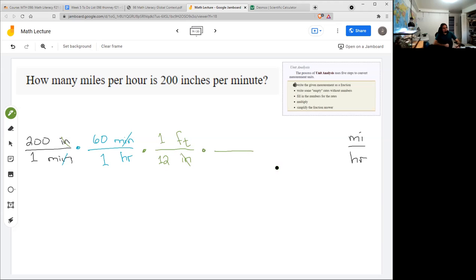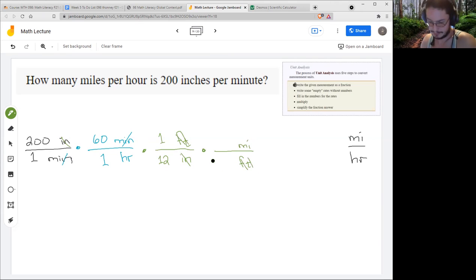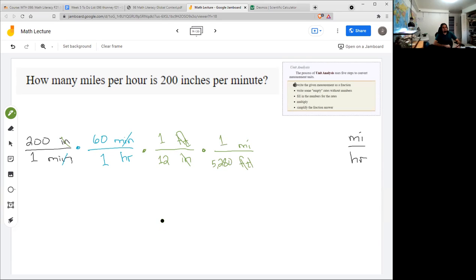We want miles on top. Can we go from feet to miles? Yeah, I've memorized that one. 5,280 feet is 1 mile. So now we're happy. We have hours on the bottom and miles on top. Yay.